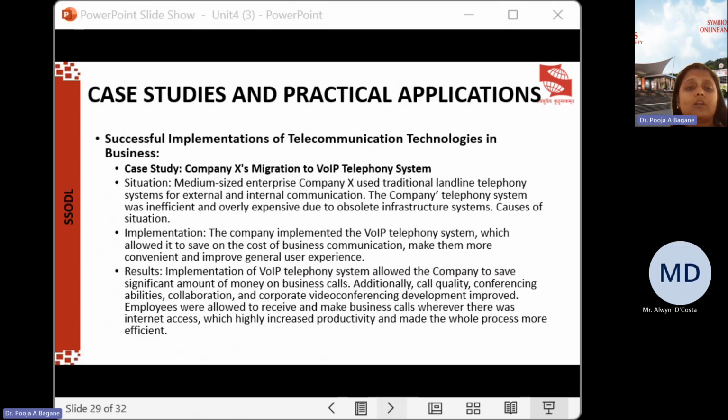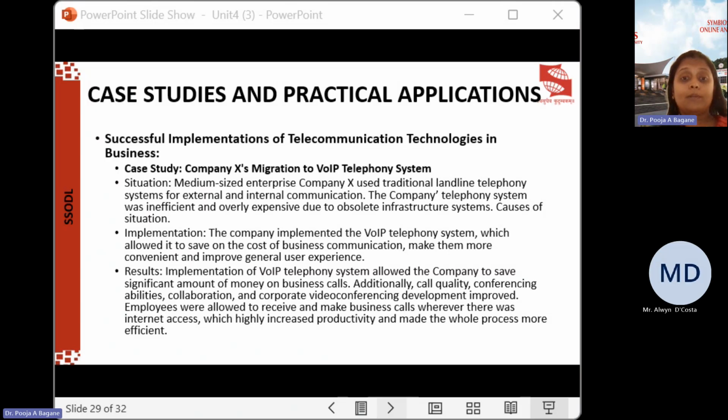Then implementation: the company implemented the voice over internet protocol telephony system, which allowed it to save on the cost of business communication, make it more convenient, and improve the general user experience. So what will be the result if we implement the same? If we implement the voice over internet protocol telephony system, it will allow companies to save a significant amount of money on business calls.